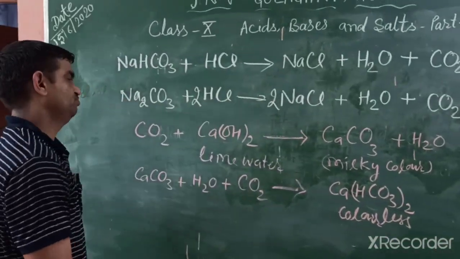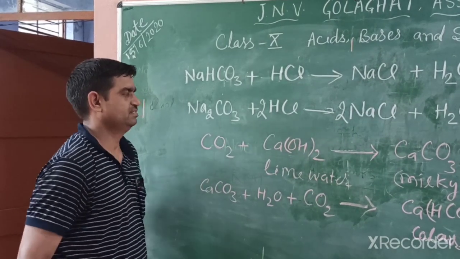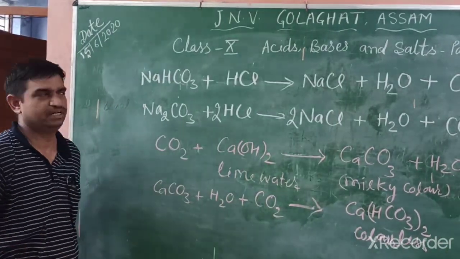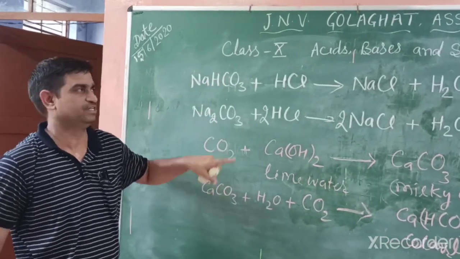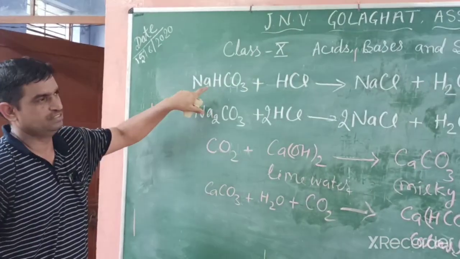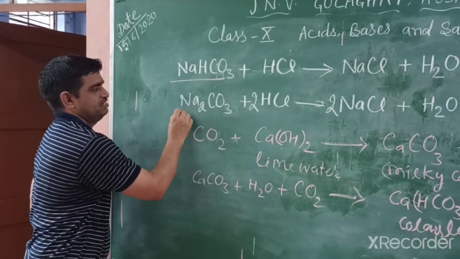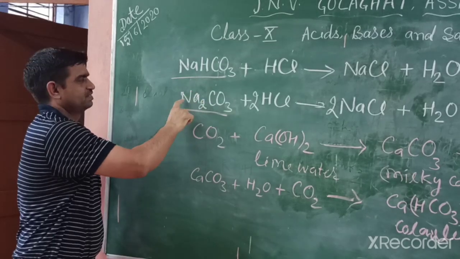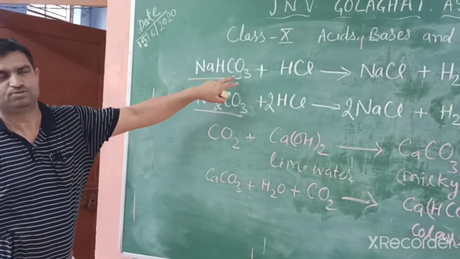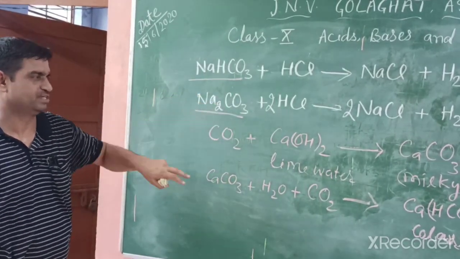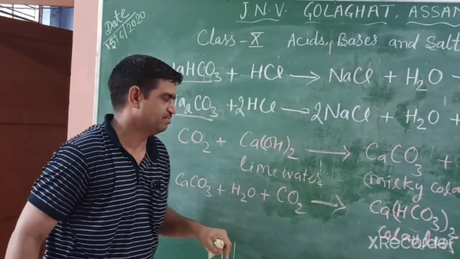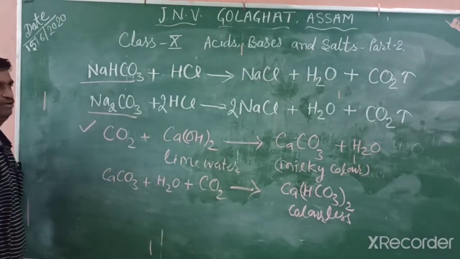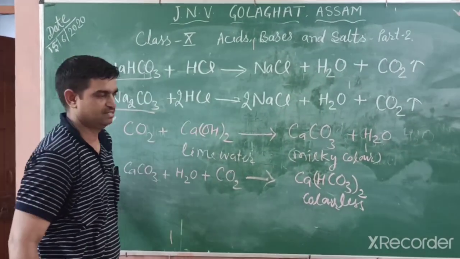So due to this, the milky color disappears. So these are distinguishing reactions. We can differentiate acid and base. Only acid reacts with baking soda and sodium carbonate. Another name for this is baking soda, common name, and the chemical name is sodium hydrogen carbonate, and this is sodium carbonate. And the released gas is carbon dioxide. We pass it in this. So this is the characteristic test for carbon dioxide, easily identified.